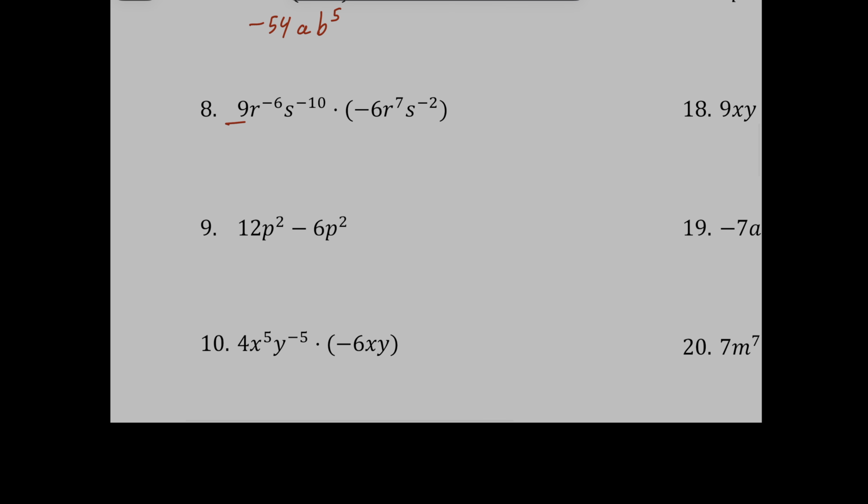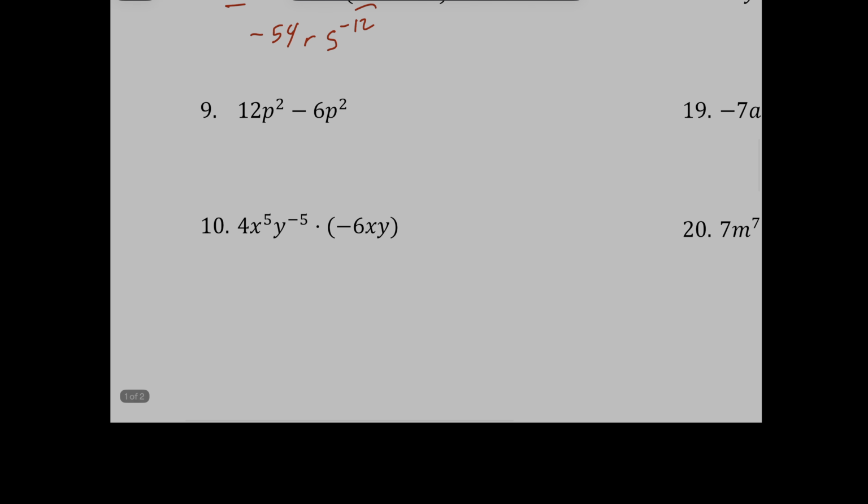I have a 9 times a -6, which is a -54. Ooh, look at all these negatives. So I have a -6 and a +7, which is a +1. Okay, when it's all said and done, I'm going to leave that. And then I'm going to have s to the, well, I have a -10 plus a -2. That's to the -12. Okay, and that's okay.